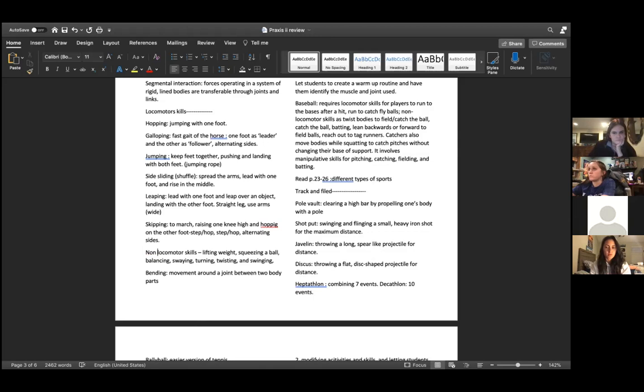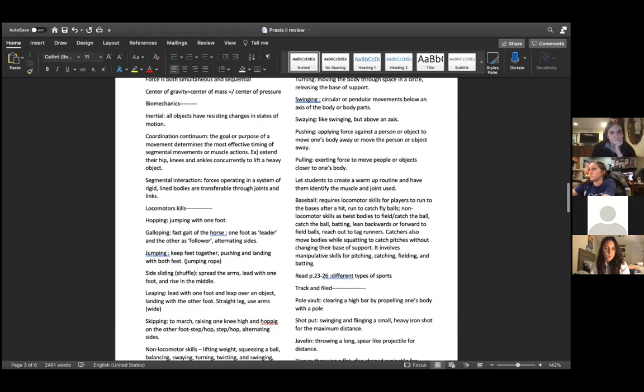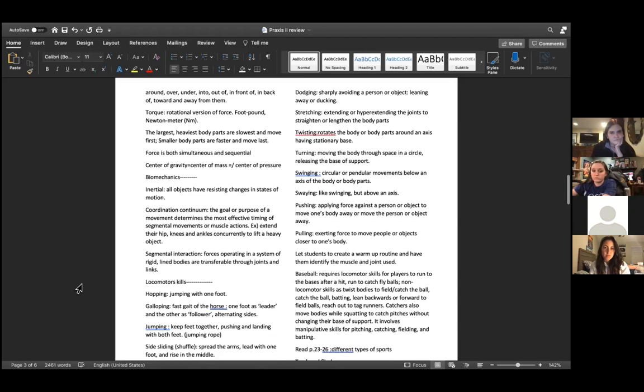Non-locomotor skills: lifting weight, squeezing a ball, balancing, swaying, turning, twisting, swinging. Bending: movement around a joint between two body parts. Dodging: sharply avoiding a person or an object. Leaning away or ducking. Stretching: extending or hyperextending the joints to straighten or lengthen the body parts.